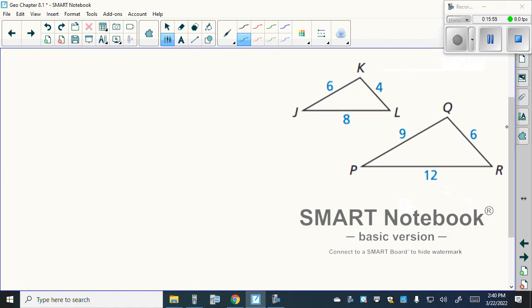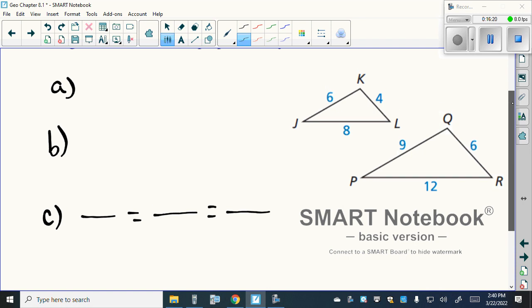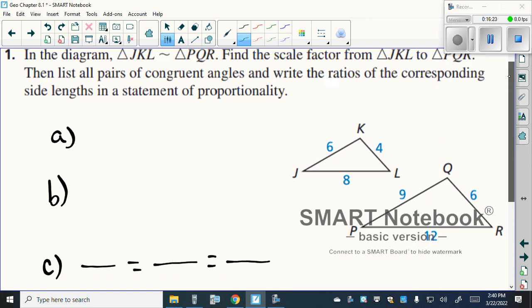Last one that we'll look at doing this here, where we're rewriting the corresponding parts with these proportional fractions and our corresponding angles. So we'll still look at the scale factor, congruent angles, and our three proportions. Now for this here, they're telling us JKL is similar, not congruent, similar to PQR. So angle J and angle P are congruent. Angle K and Q, and then R and L.